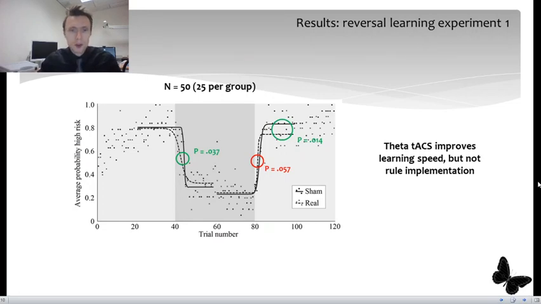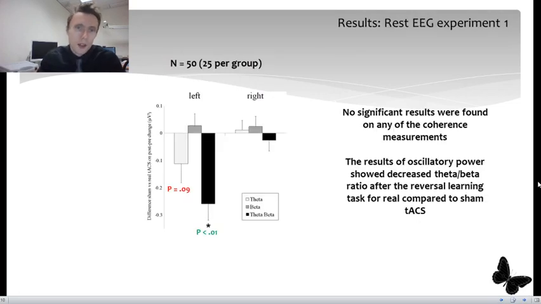So what happened when we look at the EEG results? We first looked at coherence measurements between left and right hemisphere, but we didn't find anything. I don't even have a graph of it because it's just very, very sad to see. So that's why we looked at the power. And what you see here in this graph is the change from pre to post difference between the real and the sham tACS.